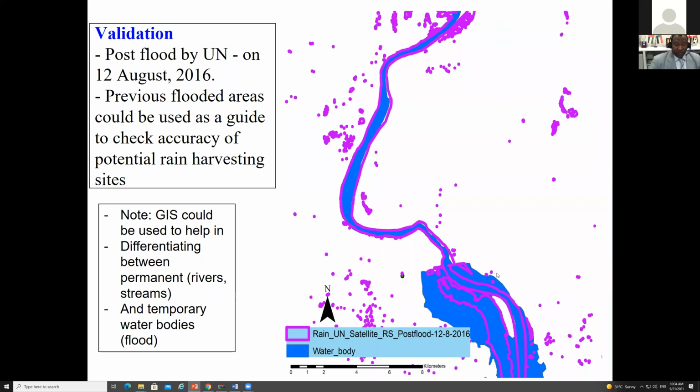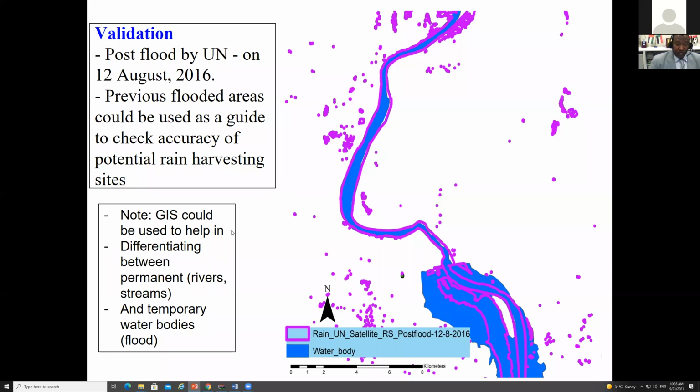How do we validate our results? We try to use satellite images, as you can see here. For example, this one provided by the United Nations shows areas that are flooded with this color. Some of our sites that are determined here are already flooded, because we need to know from the GIS model whether the data are correct or not. Maybe there was no rain previously in this area, so if we choose just based on GIS, it may not be suitable. So we use previously flooded areas to validate our results.